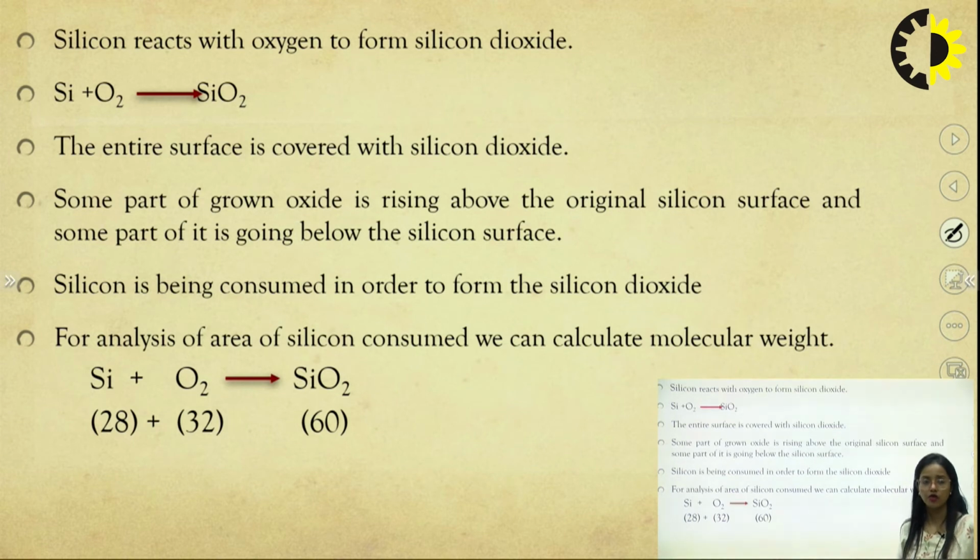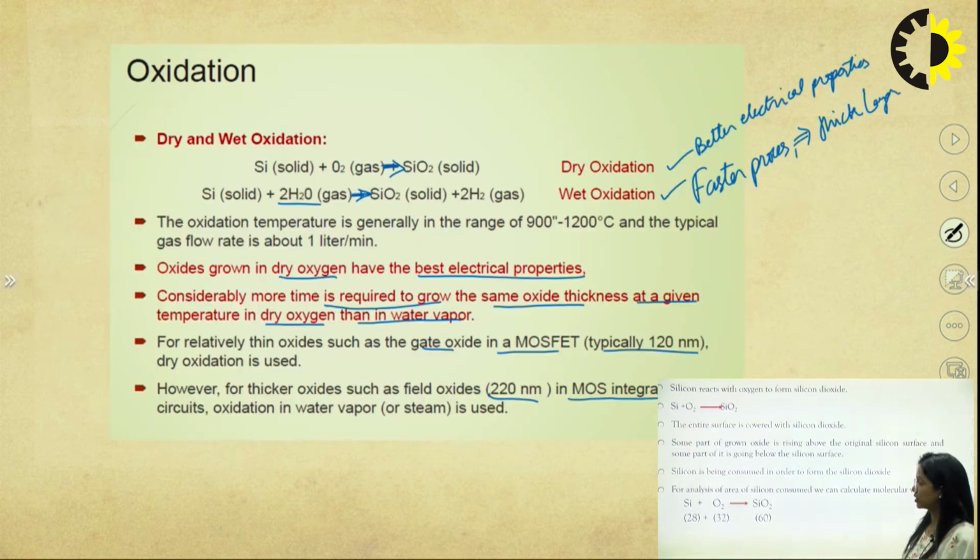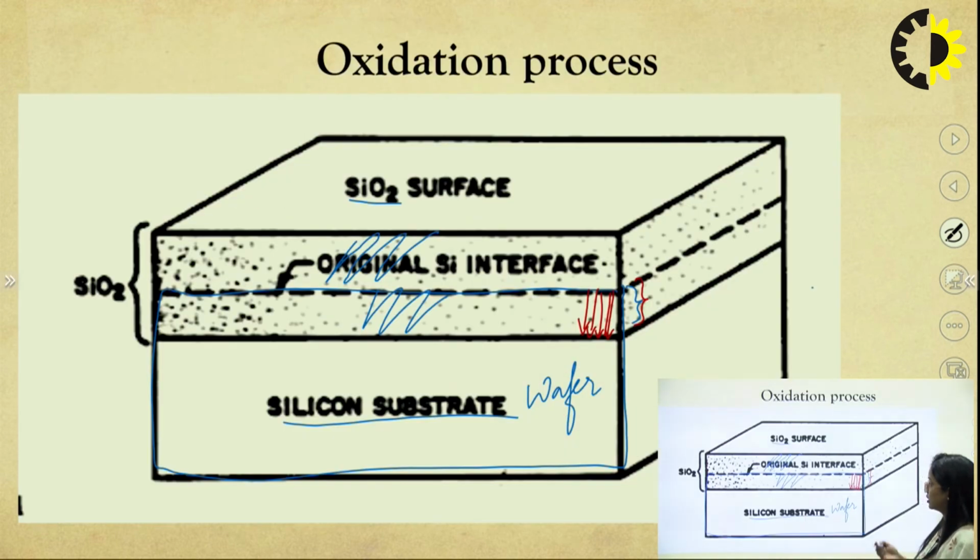Some part of the grown oxide is rising above the original silicon surface, and some part is going below the silicon surface. This can be studied in this diagram. Like the original silicon surface is here, so some silicon dioxide is above the original surface, while the remaining is below the original surface. So we have the silicon dioxide layer at the top also and at the bottom also, whereas the interface is somewhere in between.